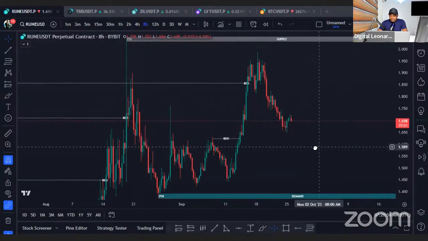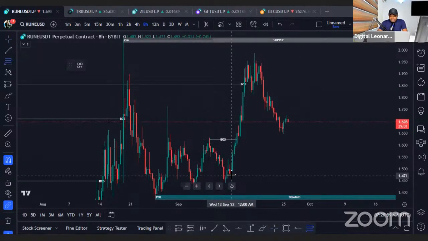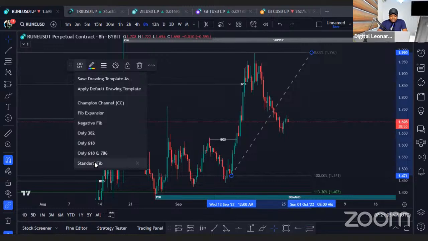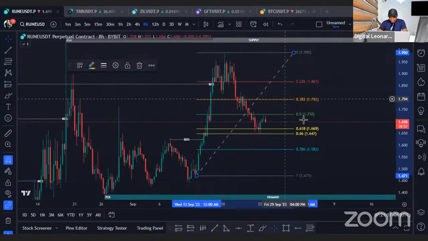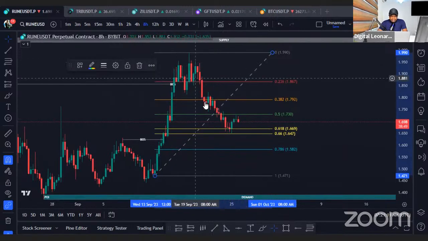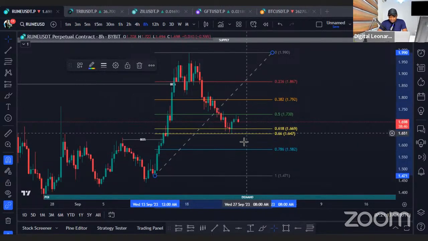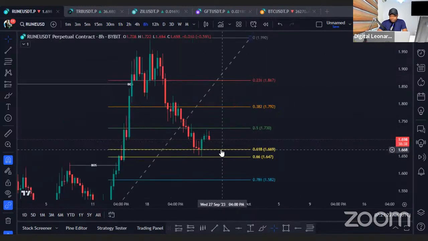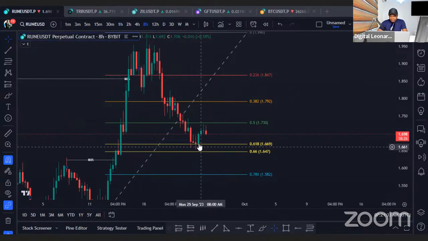Okay, so for this particular token right now, let me see from this level here, Fibonacci, standard, let's change that to the standard fib. Okay, so look at this, nice rejection at that level, my CC level, guys. This is a good one here. So for Rune, I'll be looking for a long setup. Let's see if this candle will wick down to this level again at that 1.66 level. So I'll be looking to take a trade. I want to see that this holds this level.